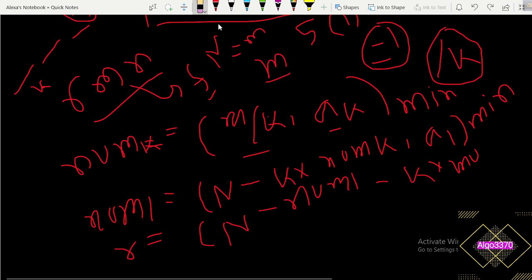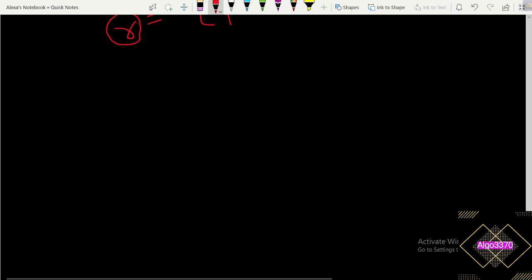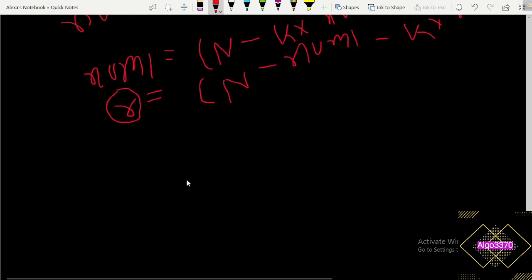Sorry, I mean just remove it and write again. Total num2 amount of k2 coins we will use. This is our remaining value. We will ensure that all of this remaining amount will be fulfilled from our fancy storage.